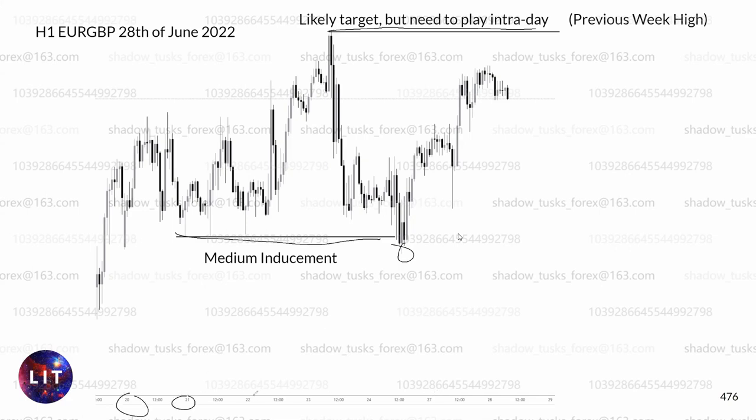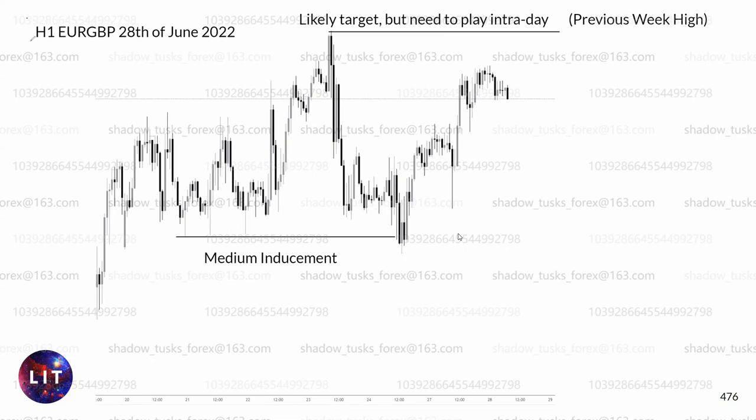20, 21, 22, 23, 24. So that's Monday and that is Friday. This day here is Monday. This day here is Tuesday. So this is the previous week high. So we know that this is a very strong liquidity point, and we're trading away from this medium inducement.